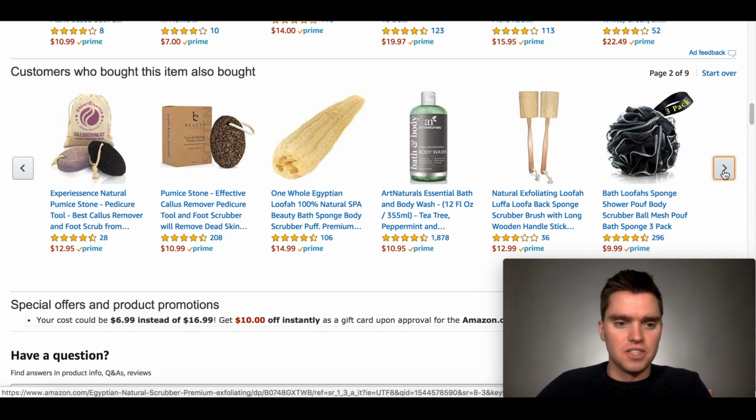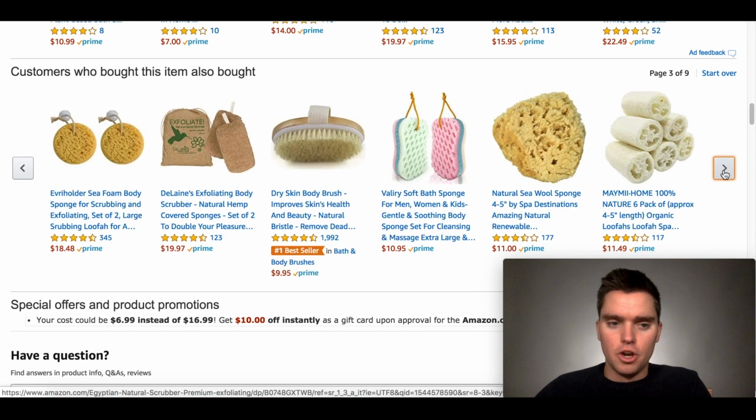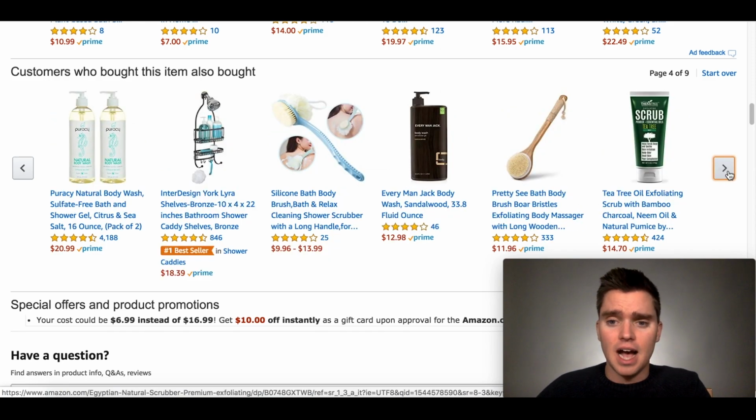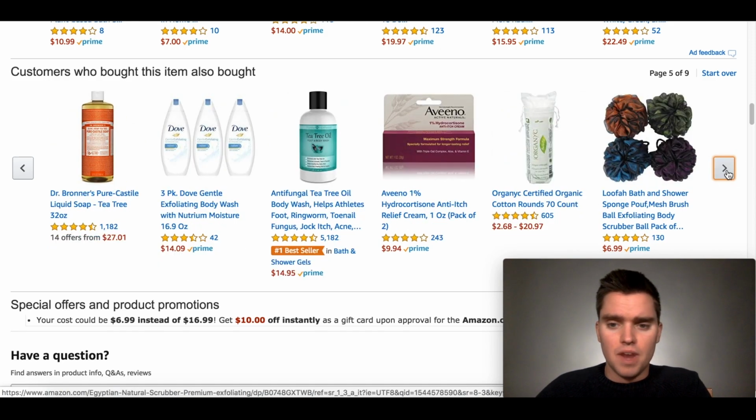So a lot of loofahs. Yeah, so a lot of shower products. Seafoam body sponge, natural sea wool sponge. Very interesting products. And yeah, you just look through.